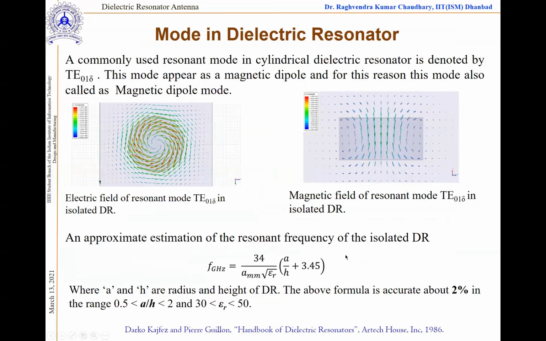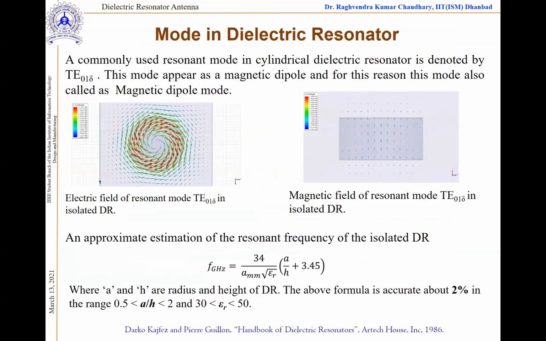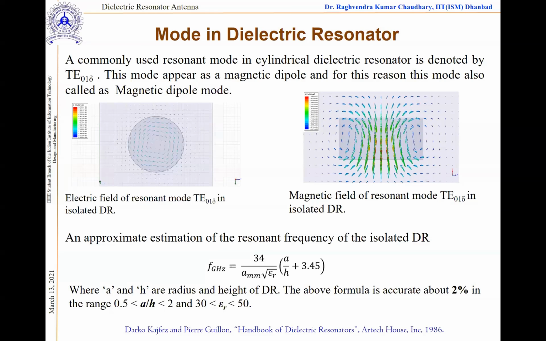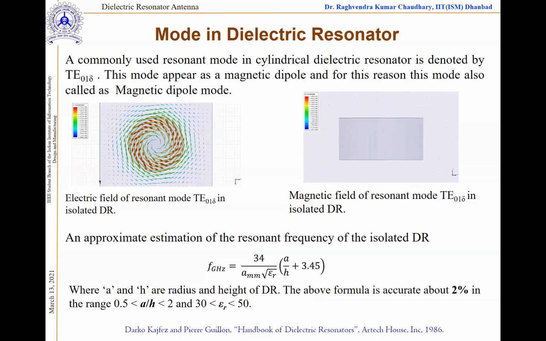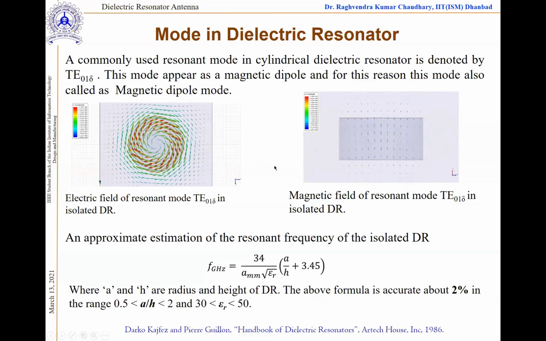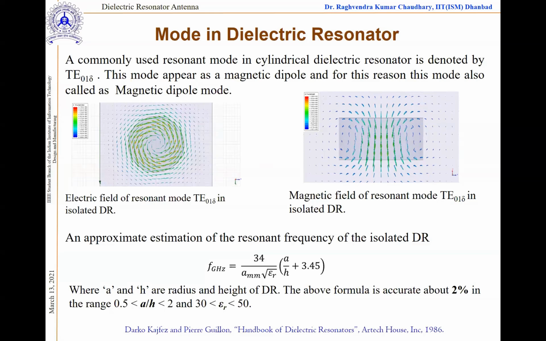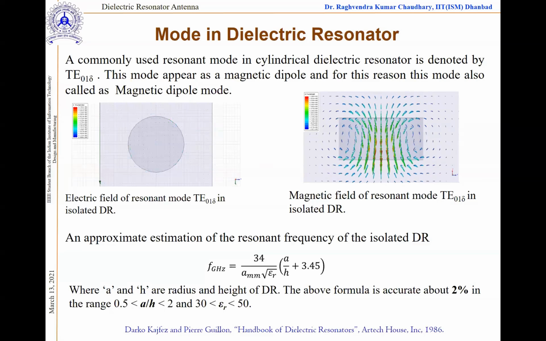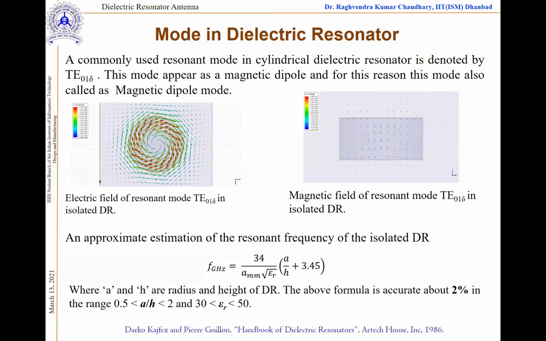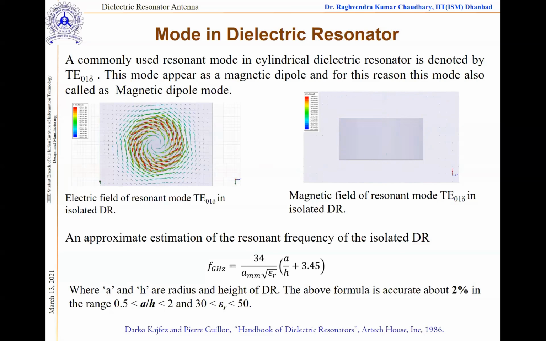The thing is, we all studied waveguides, the fundamental mode TE10, and we calculated cutoff frequencies and all. Similarly, here the DR is made of dielectric, so we need to come up with some formulas that give the idea about the frequency, the resonant frequency.